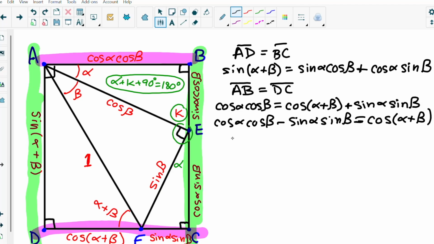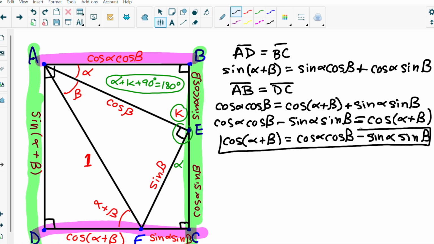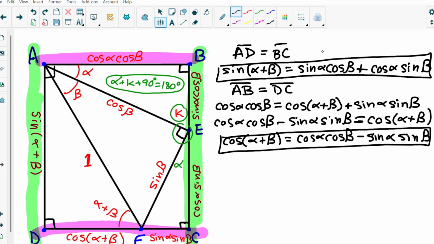Let me just write it left to right with the cosine of alpha plus beta on the left side. That equals cosine of alpha cosine of beta minus sine of alpha sine of beta. Okay? This one and this one. This is our sum identity for sine. This one is our sum identity for cosine. Okay?